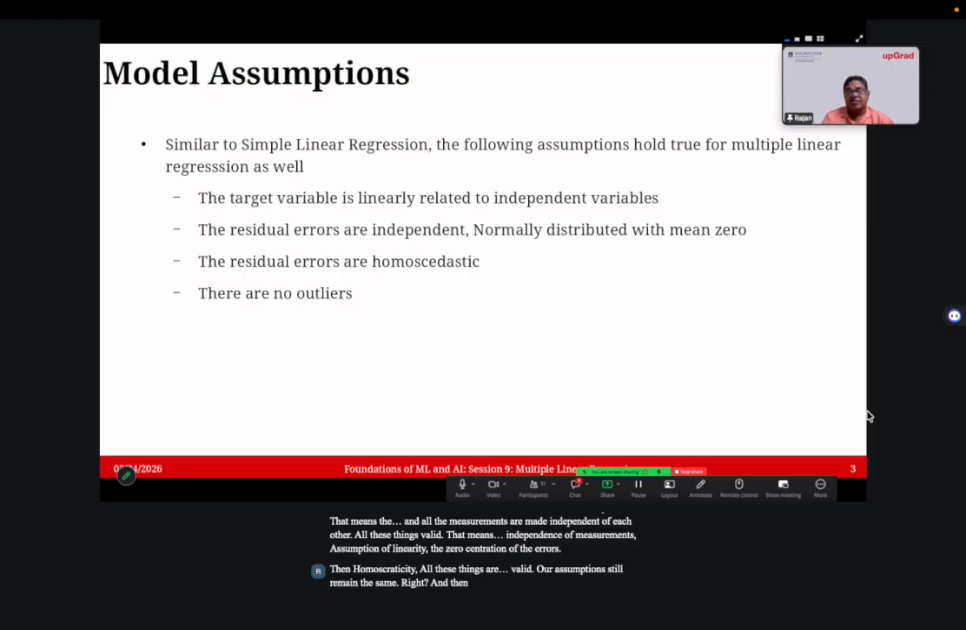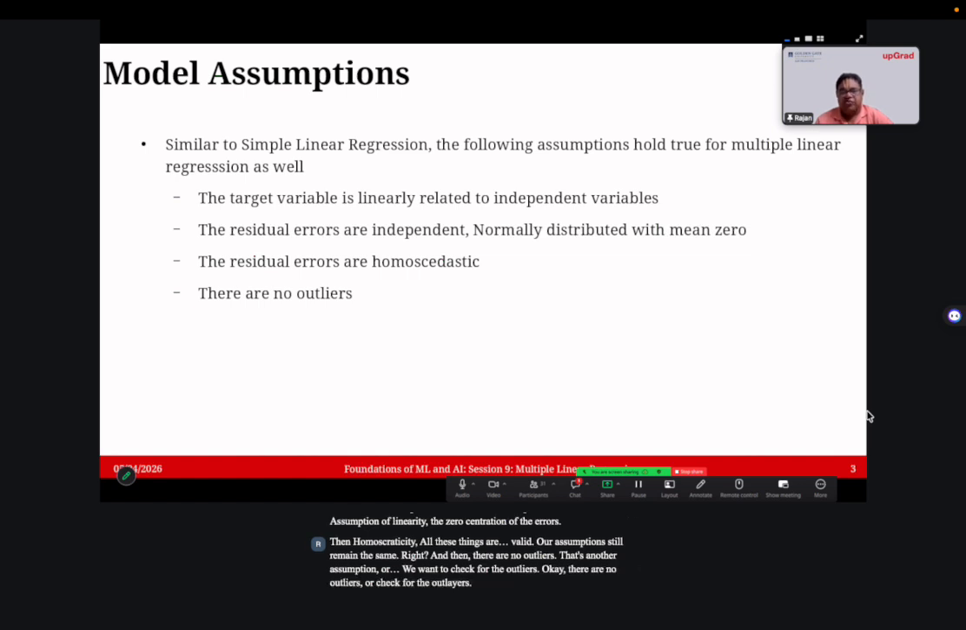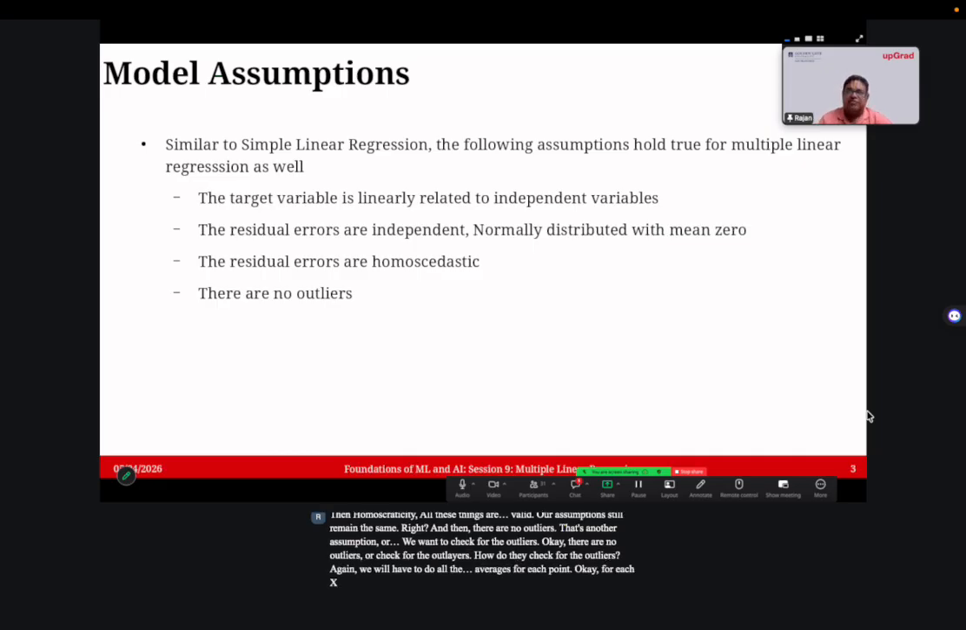And then there are no outliers. That's another assumption, or we'll have to check for the outliers. Okay, there are no outliers, or we check for the outliers. How do we check for the outliers? Again, we will have to do all the leverages for each point, for each x variable, put them all together, then y variable or prediction values, that's the studentized residual, then Cook's D, all these things we'll have to do.